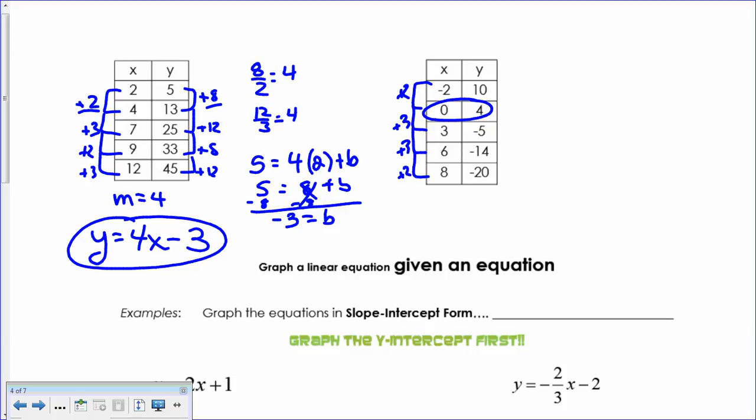Now, is the y column increasing or decreasing? So this can be negative every time, right? 10 to 4 is -6. 4 to -5 is -9, right?